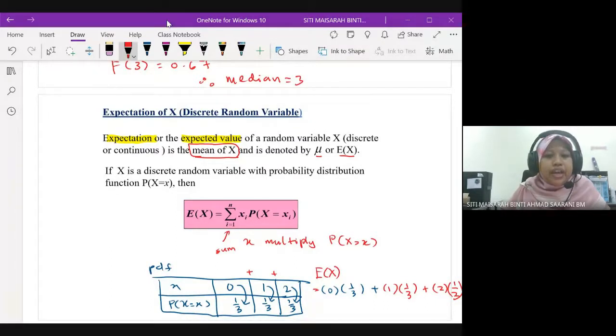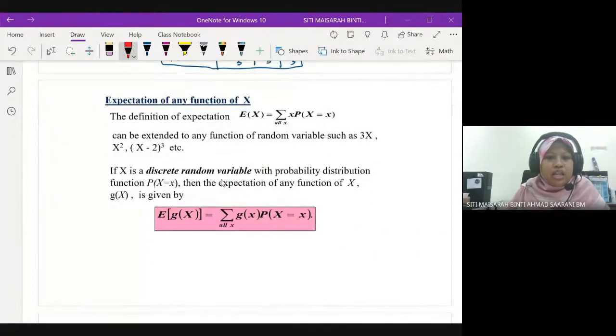Okay. Then expectation of any function of x. Okay, so from the definition of expectation, EX is summation x P(X equals to x). Can be extended to any function of random variables such as 3x, x squared or (x minus 2) cube. Okay, if X is a discrete random variable with probability distribution function P(X equals to x), then the expectation of any function of x, g(x), is given by E[g(x)] is equal to summation g(x) P(X equals to x).